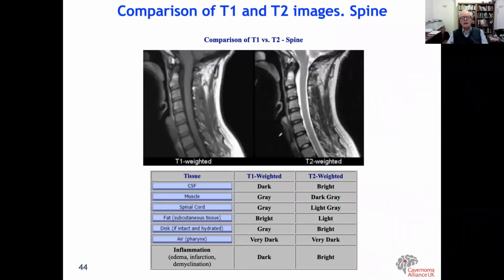For those of you with spinal cavernoma, this is a comparable picture of the spine. So the cerebral spinal fluid is white in T2 and it's dark in T1, and the same sort of things for the spinal cord and so on. The discs appear grey in T1, but they appear bright in T2. The point I'm trying to make is that different types of tissue give very different appearances, and they give different appearances in different modes of MRI scans.